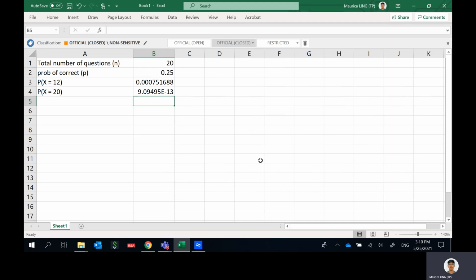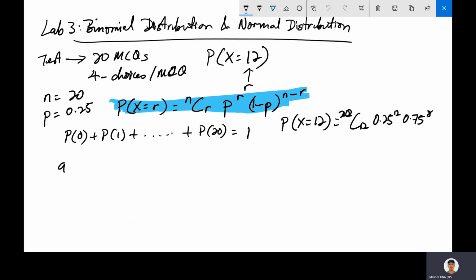Okay, what does this mean? In Excel, what does E mean? Okay, you see something like this, 9.09 E minus 13. Okay, this is in Excel. What does it mean mathematically is 9.09 times 10 to the power of minus 13. E means exponent.